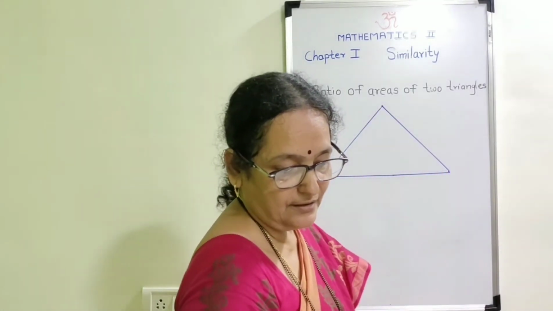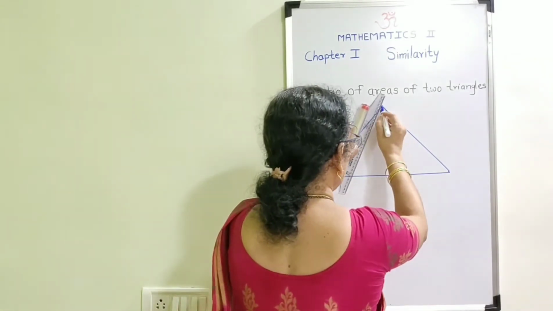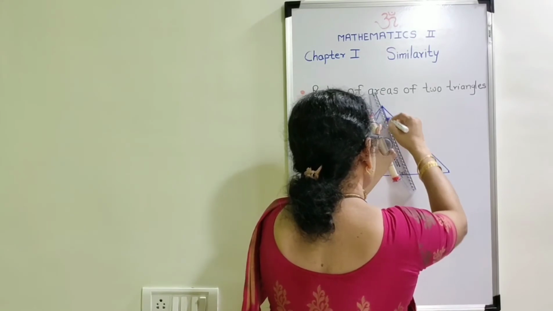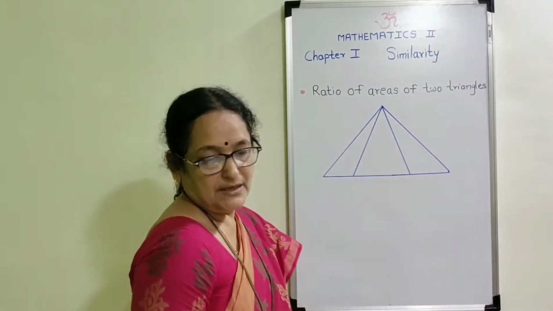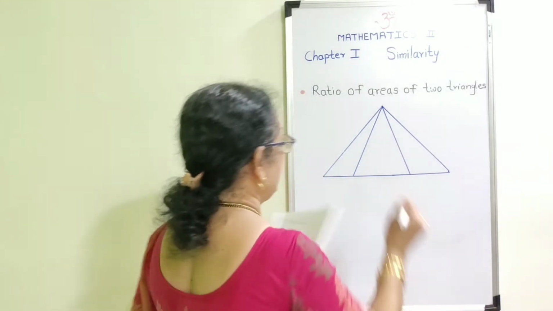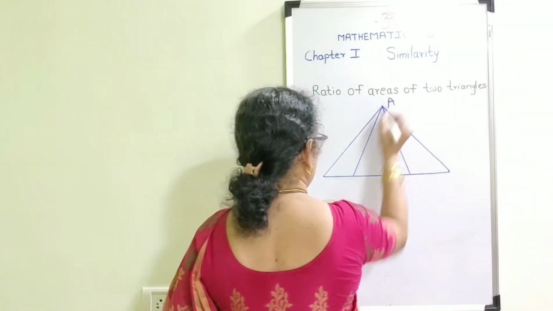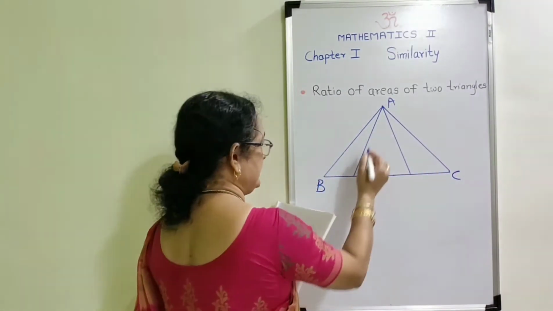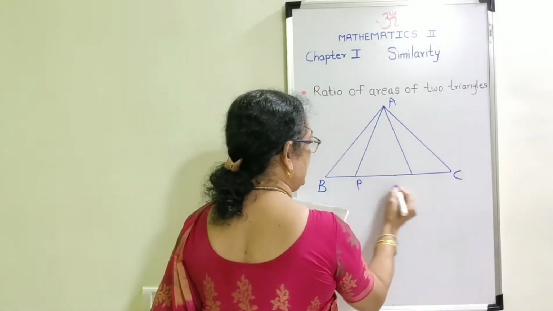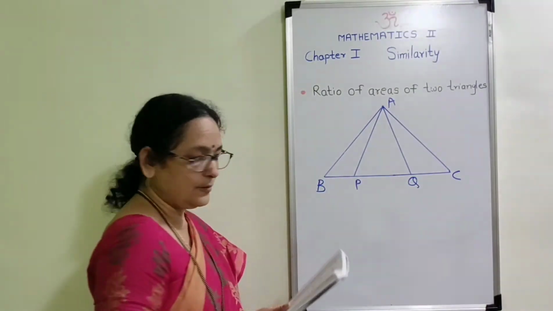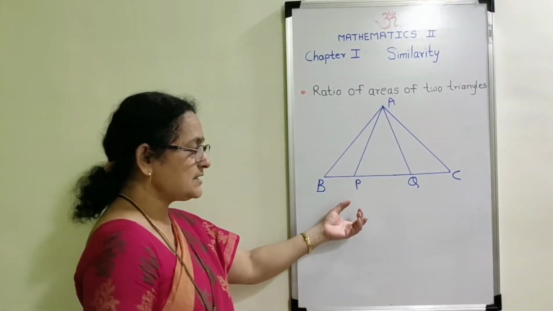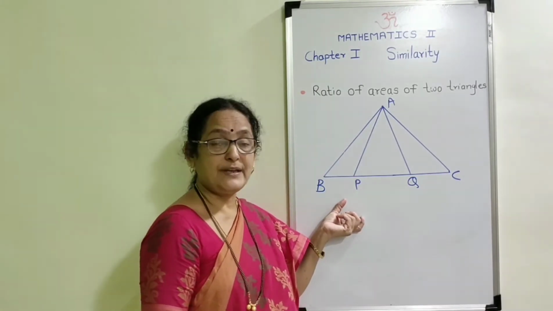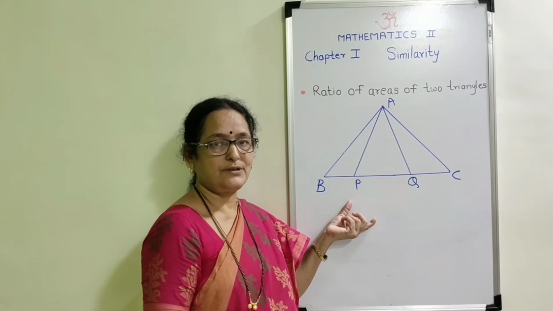In this bigger triangle, they have again given a small triangle inside this big triangle. The name of the first bigger triangle is given as A, B and C, and the smaller triangle is A, P and Q. Observe the figure on the blackboard. This figure is very important in similarity.